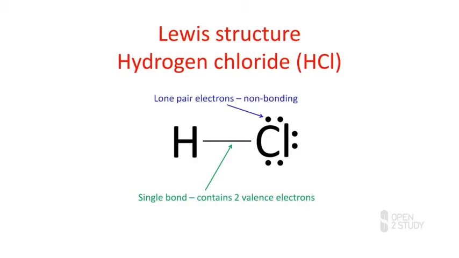So they're pairs of electrons remaining around an atom that aren't involved in the bonding, but are essential to show that that atom has its octet, that it has 8 valence electrons. So we've talked about single bonds and we've talked about lone pair electrons and how they fit into Lewis structures.